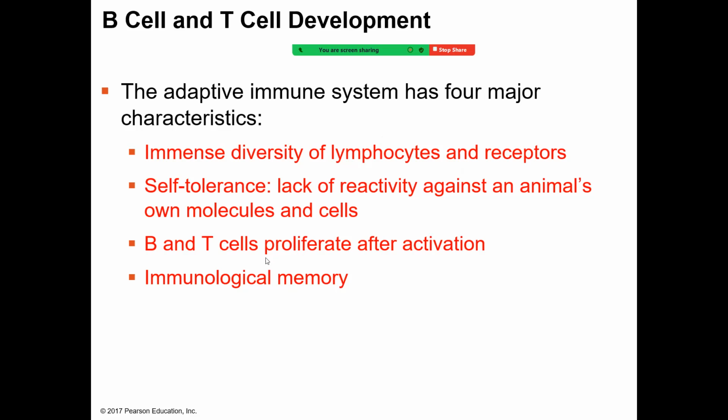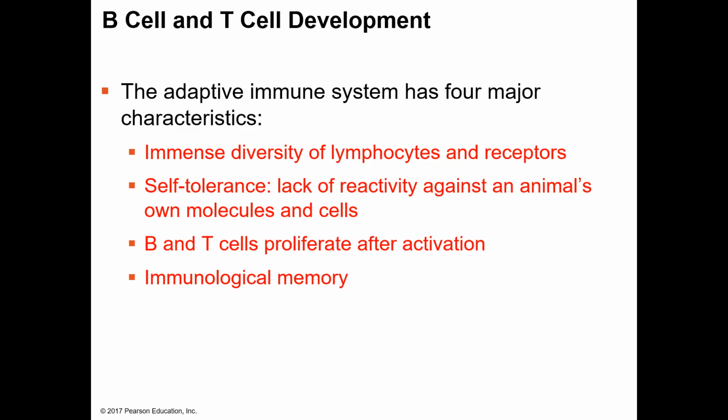So when we talk about B cell and T cell development, there are 4 major characteristics of this process. And again, we're just looking at an overview of this. There's a lot more details on how all of this works, but 4 major characteristics of B cell and T cell development in the adaptive immune system. So huge diversity in the lymphocytes and the receptors, and that all comes from the complex genetics of the variable regions of the B cell antigen receptor and the T cell antigen receptor as well.